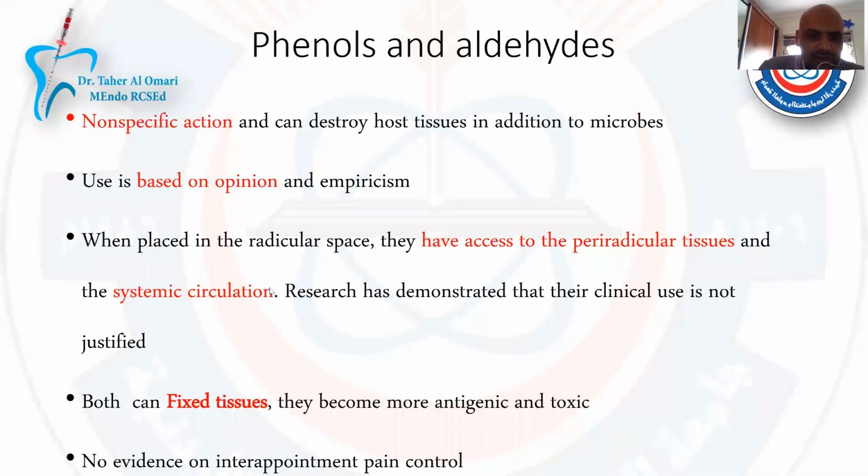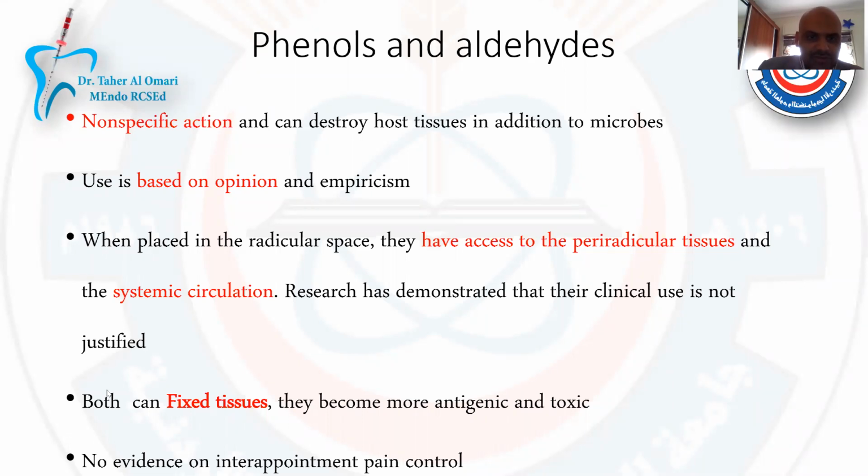Thus it can cause some kind of systemic circulation, and it can go to the healthy tissue of the pulp. It also fixes the tissue, and it is more antigenic and toxic. It can cause formation of cancer. So it is advised not to use loose material, and it has no evidence of inter-appointment pain control.